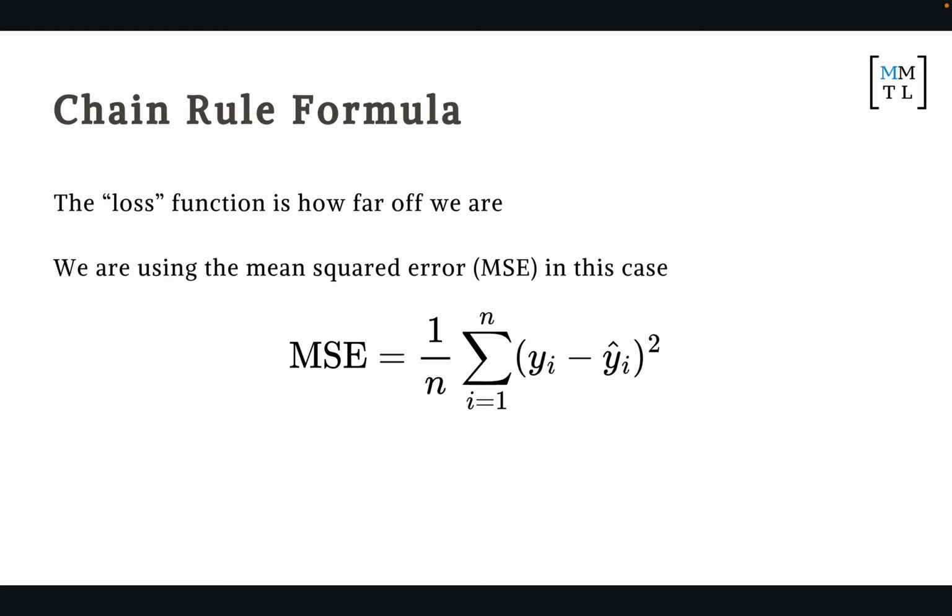So i would be the different examples that you have, and then yi by itself is the true value. If it's a yes/no situation, like a cat classifier, then yi might be a cat or not a cat, and then y hat i is the prediction that your model made, so whether the model thinks it's a cat or not. That difference is whether it was an error or not an error, and then you square it, and then you sum it over all the different inputs, and then you divide by the number of inputs.